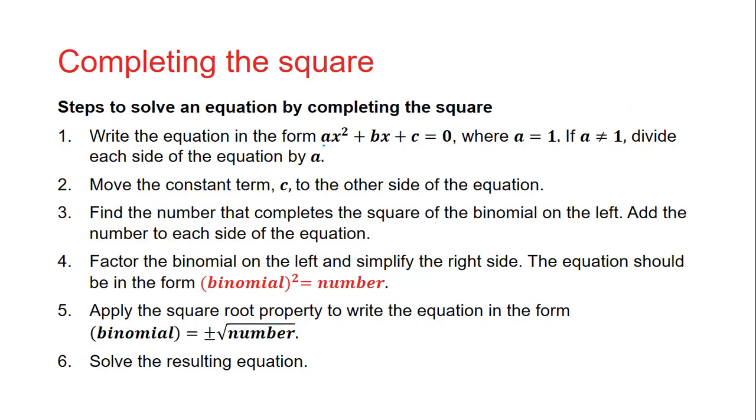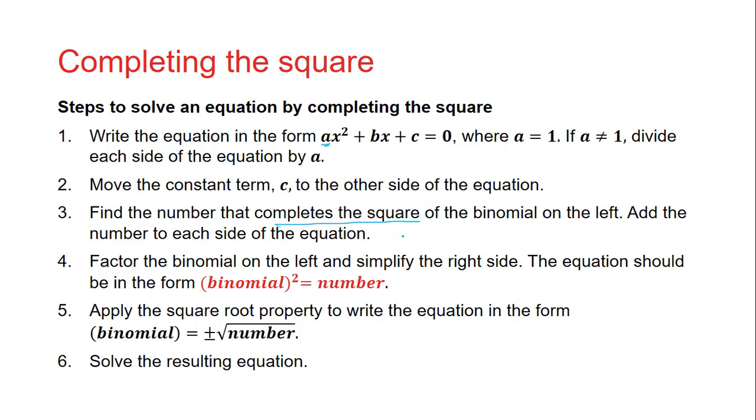So we have to make sure that our coefficient of the square term in this type of process is 1. If it's not 1, we divide everything through by that value. Then we're going to take the constant of the equation to the other side, and we're going to complete the square of the binomial on the left.